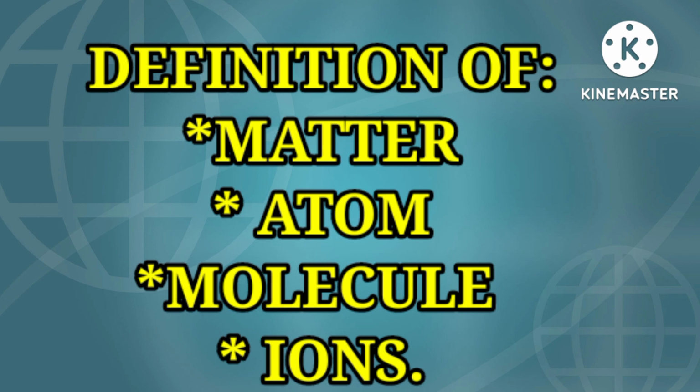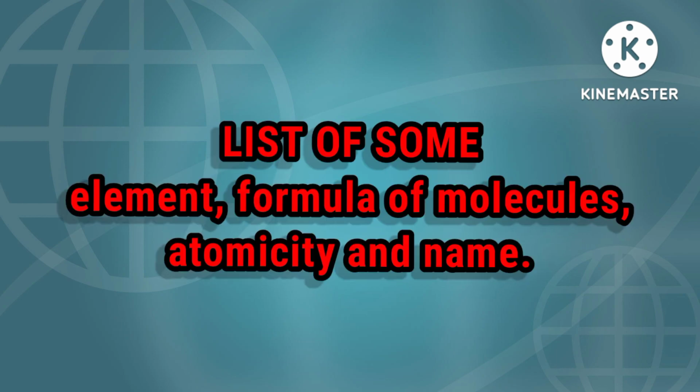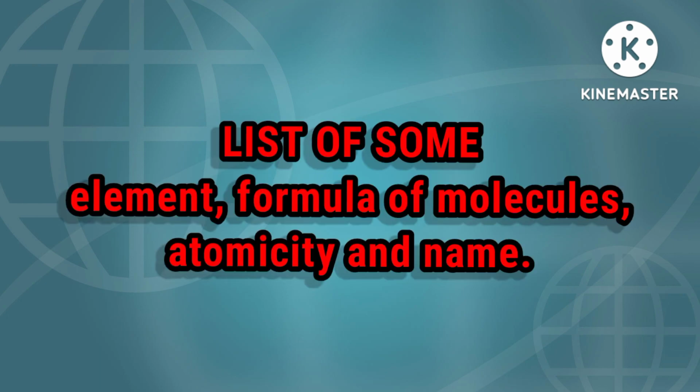Elements, the formulas of their molecules, their atomicity and their names. I'm going to give you a few elements, their formulas, their atomicities and their names. We'll firstly start with helium. The formula for helium is He and the atomicity is 1.